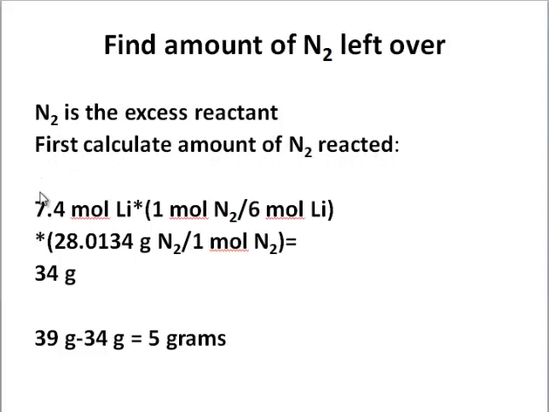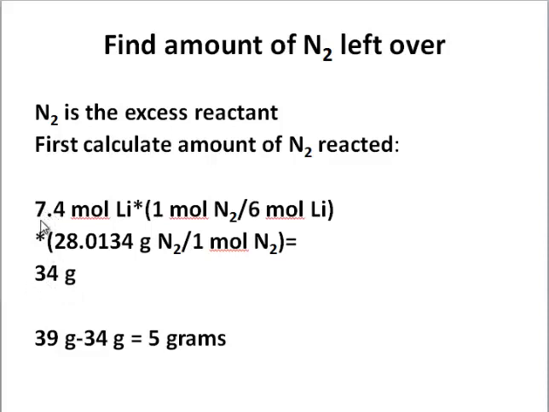Now again, we know the limiting reactant, that is the starting point for all stoichiometric calculations. So we start with 7.4 moles of lithium. We can convert that to moles of nitrogen using a conversion factor from the balanced chemical equation, 1 mole of nitrogen over 6 moles of lithium, and then convert to grams of nitrogen by multiplying by the molar mass of nitrogen over moles of nitrogen. The result is 34 grams of nitrogen.